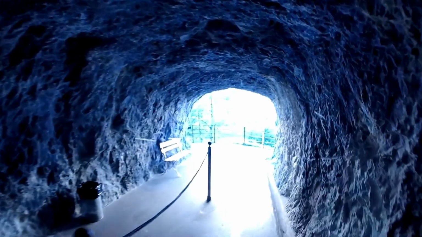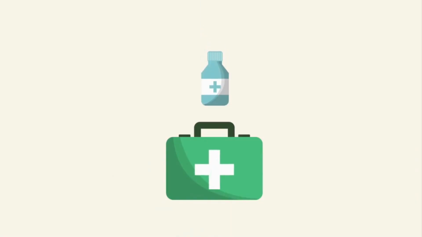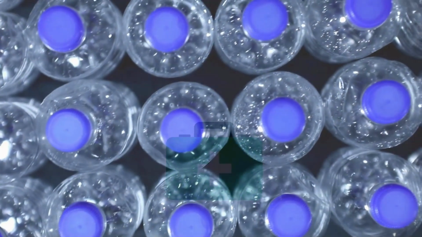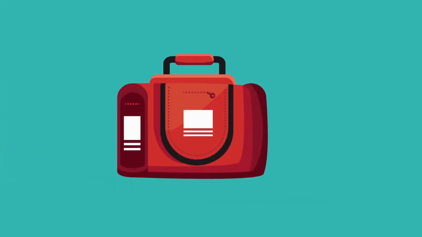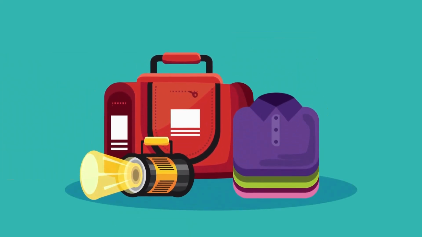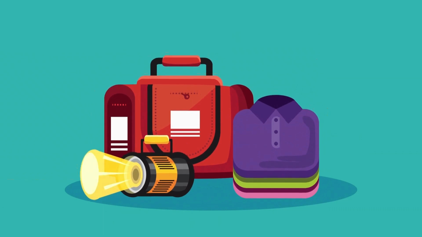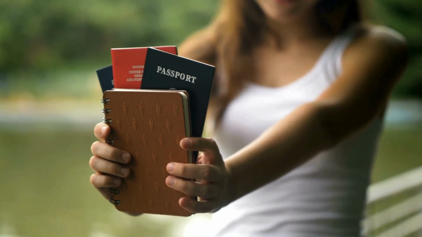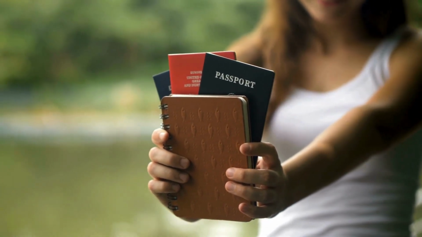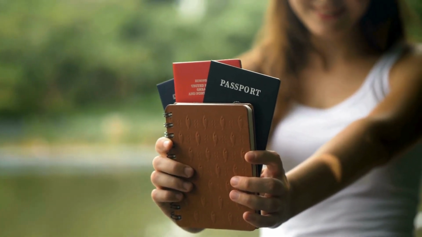Assemble an emergency kit. An emergency kit can be vital during and after a tornado. Include essential items such as drinking water, non-perishable food, medications, flashlights, extra batteries, a battery-powered radio, extra clothes, and personal hygiene items. Don't forget important documents such as IDs, insurance papers, and emergency contacts.